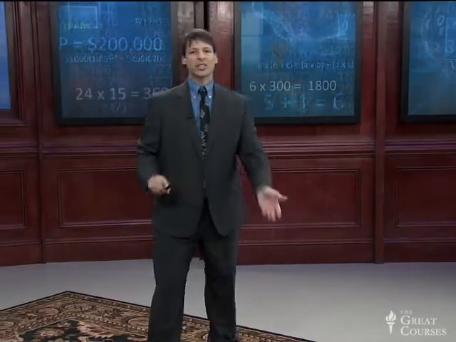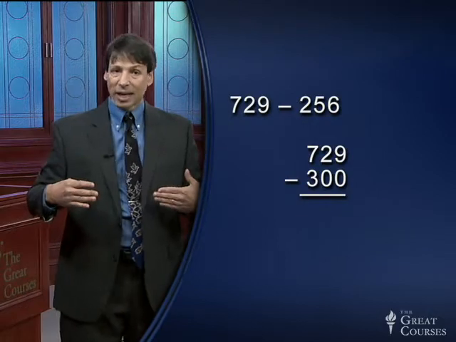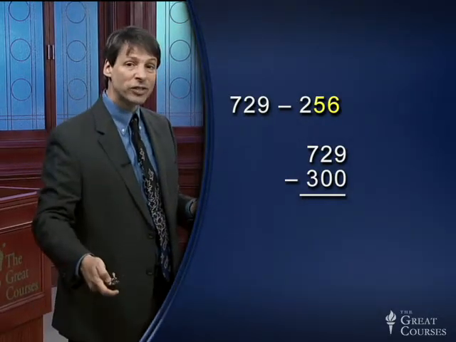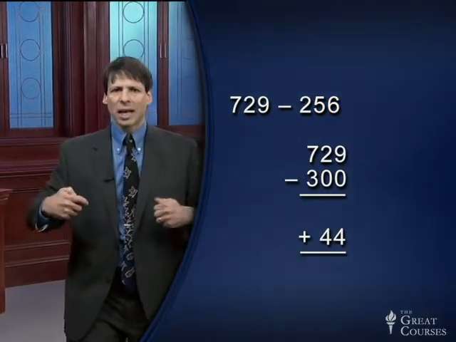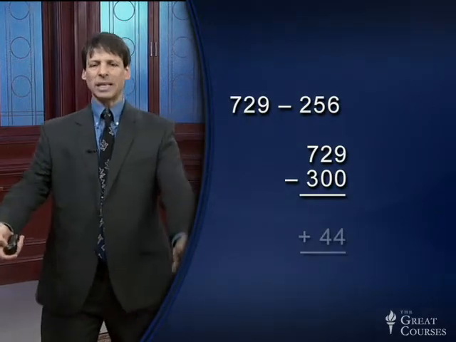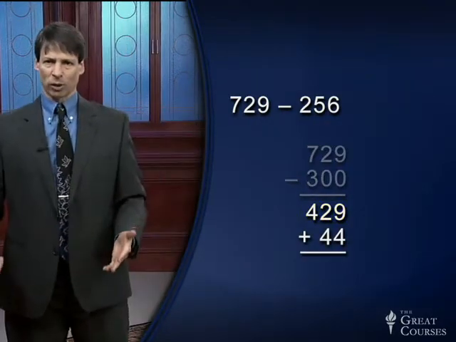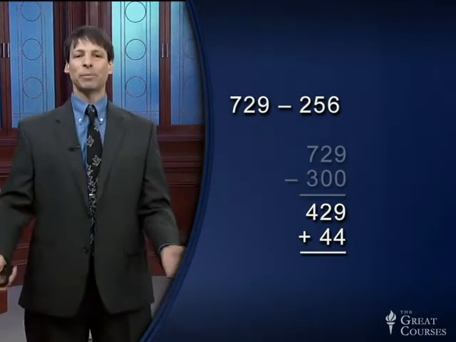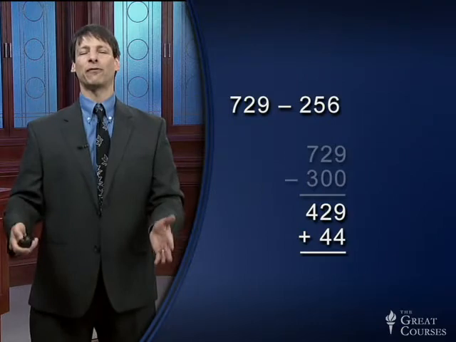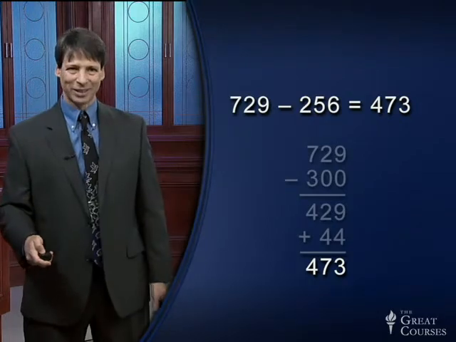Here, let's do one more. Consider the problem 729 minus 256. What's our strategy? We'll subtract 300 and add back the complement of 56, 44. Okay, so 729, I'm going to subtract 300, then add back 44. 729 minus 300 is 429. Now add 44. Take a breath. Take a break. 429 plus 44. You have a new problem. It's a simpler problem. 429 plus 44, let's see, is 469 plus 4 is 473.